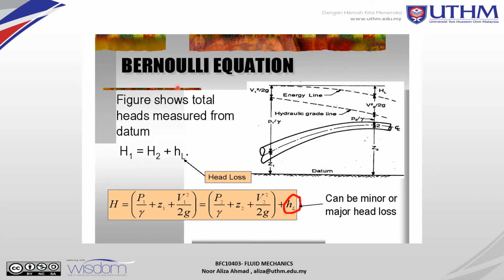Okay, we use the Bernoulli equation as in chapter 3. In this chapter, we also use the Bernoulli equation. The figure shows total head measured from that term. Using the Bernoulli equation, you must add the friction loss, the head loss. Head loss is also called the friction loss. HL can be minor or major head loss.